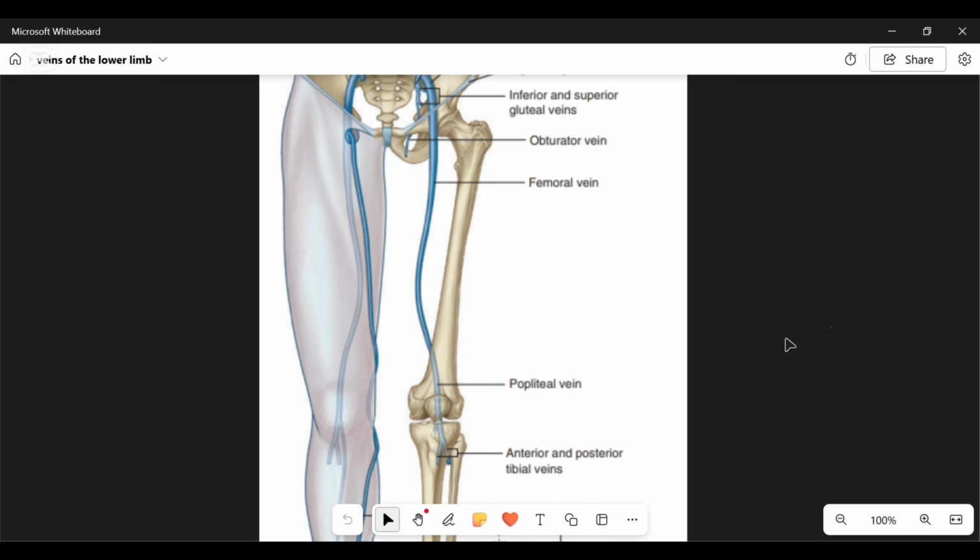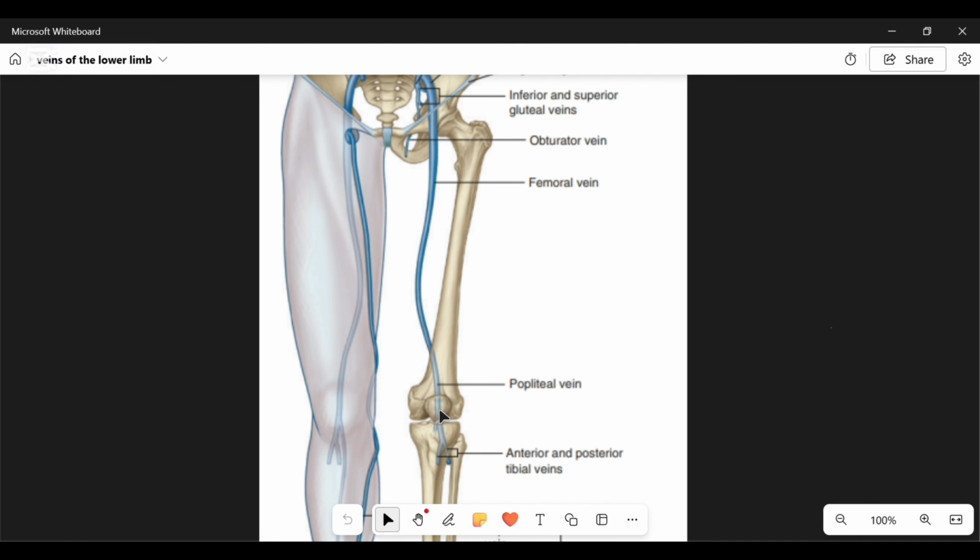Moving to the deep group of veins in the lower limb. Now the deep veins generally follow their corresponding artery, so there are going to be lots of similarities. Starting from the bottom and then ascending upwards, we have the anterior and posterior tibial veins. The anterior tibial vein drains the anterior compartment of the leg. The posterior tibial vein drains the posterior compartment of the leg. Now both these veins connect to drain into the popliteal vein, or form the popliteal vein. This happens in the popliteal fossa.